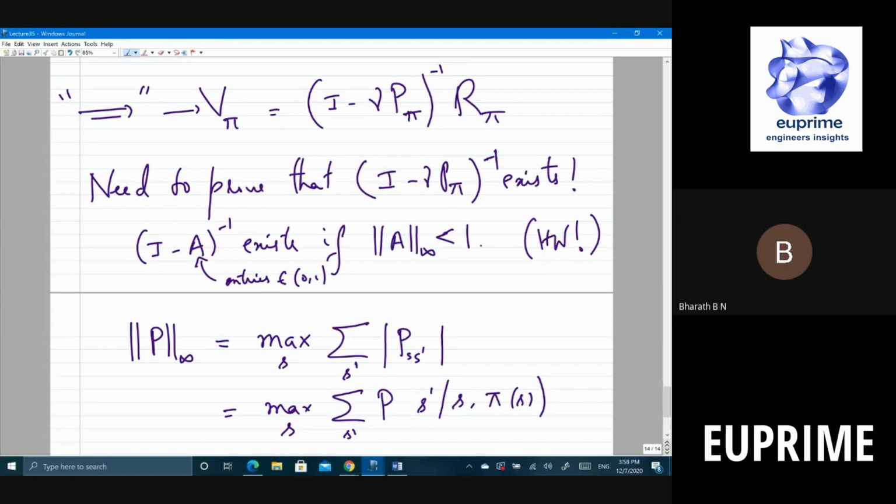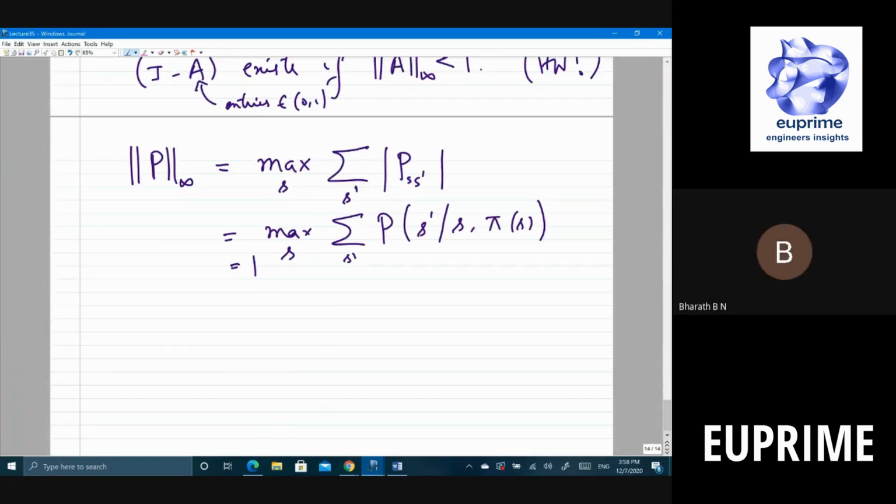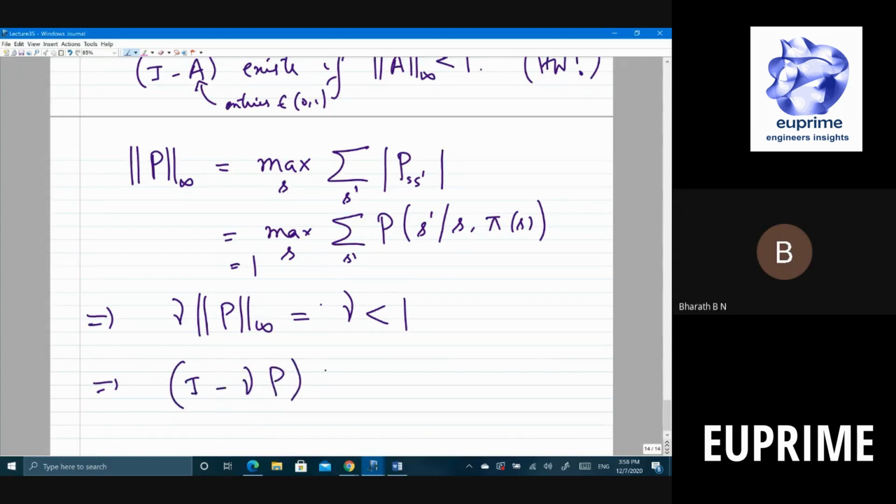So what is this probability sum? It is 1, because the summation over all s' of P(s' given s, pi of s) is 1. So the max is 1. So this implies nu times the infinity norm of P is equal to nu, which is less than 1. So this implies the inverse of identity minus nu times P exists, right? This is the idea.